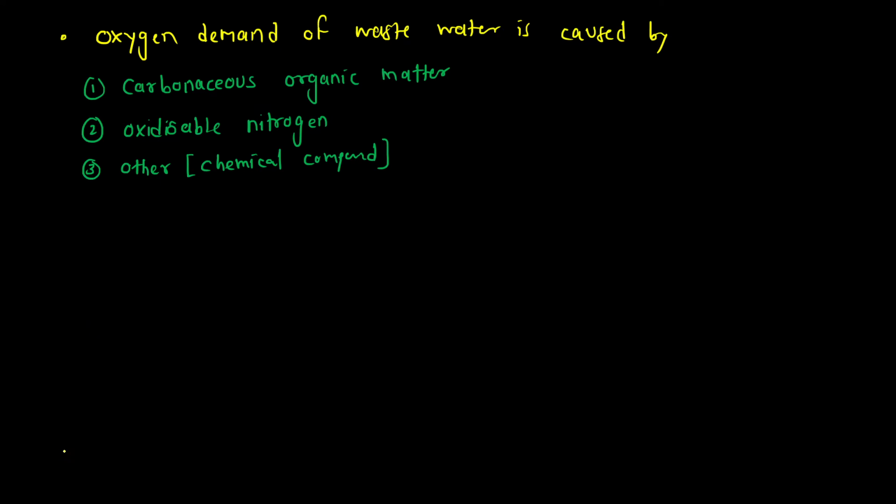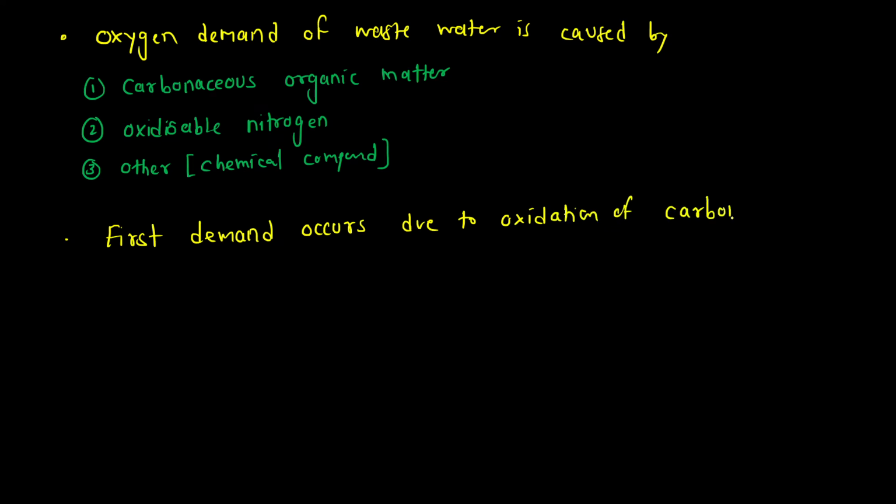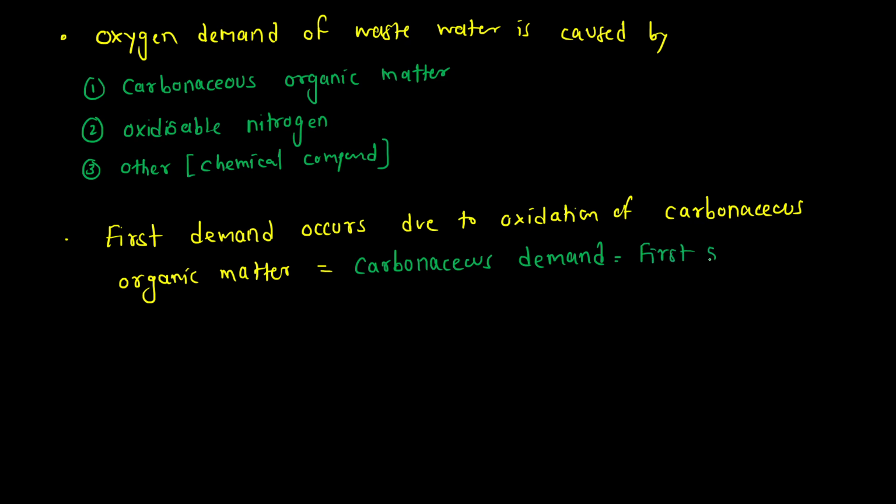Now how to determine the BOD. Before that we will see exactly which of this organic matter is first oxidized when oxygen is present in the water. The first demand, you first write it down, you will understand it as we go through the video. The first demand occurs due to oxidation of carbonaceous organic matter, and this is called carbonaceous demand, or it is also called first stage demand.